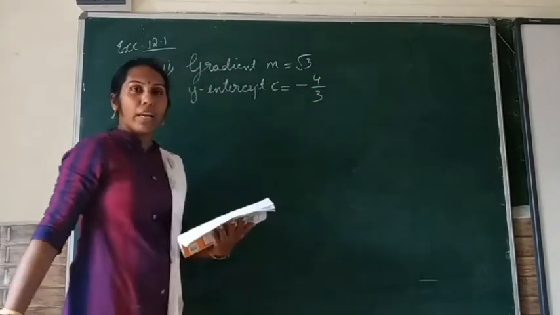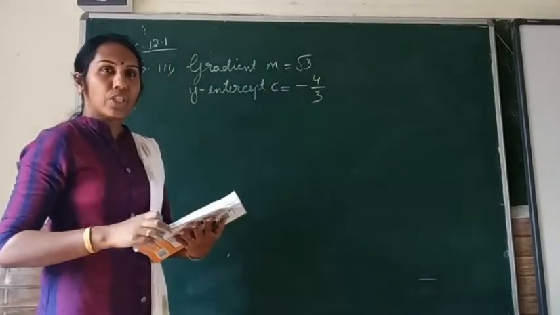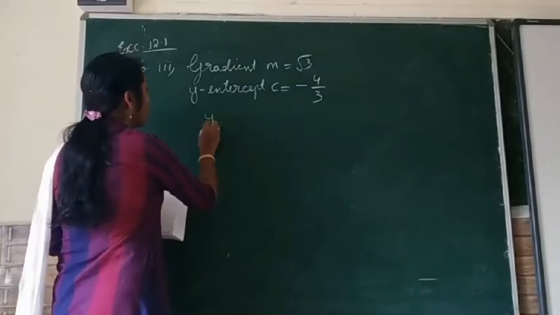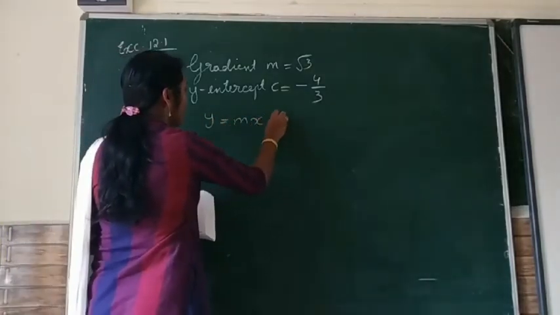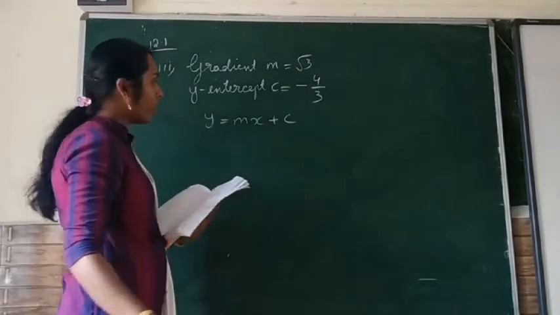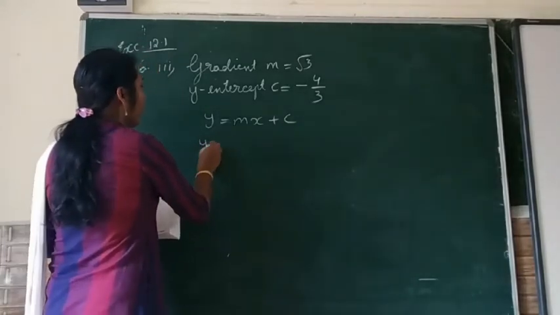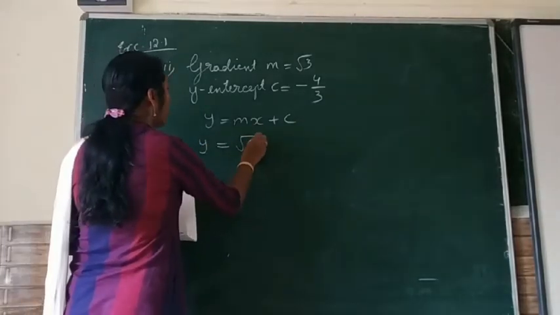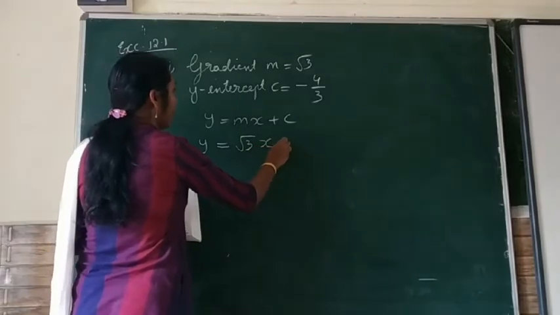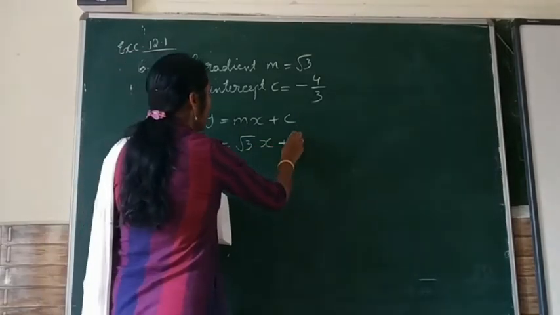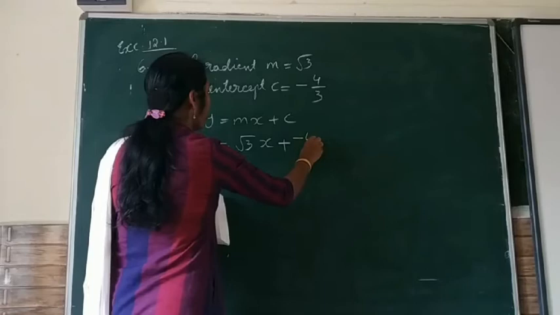Here slope and y-intercept are given. We can find out the equation with the form y is equal to mx plus c. So the required equation can be formed like this: y is equal to root 3x plus minus 4 by 3.